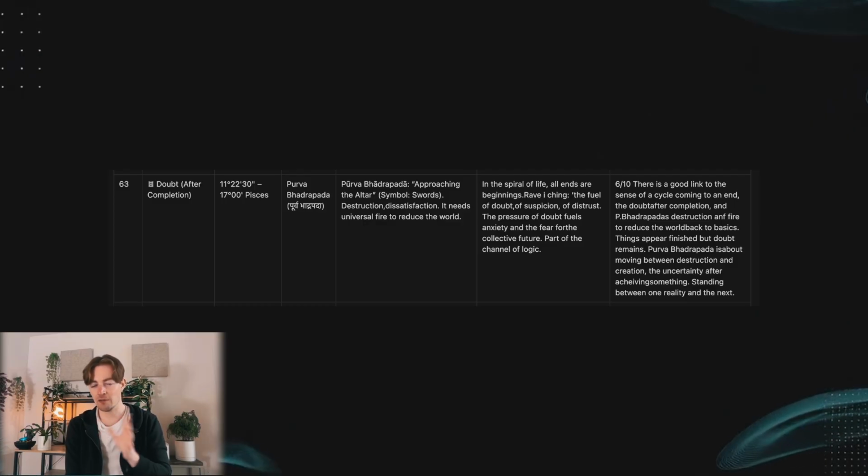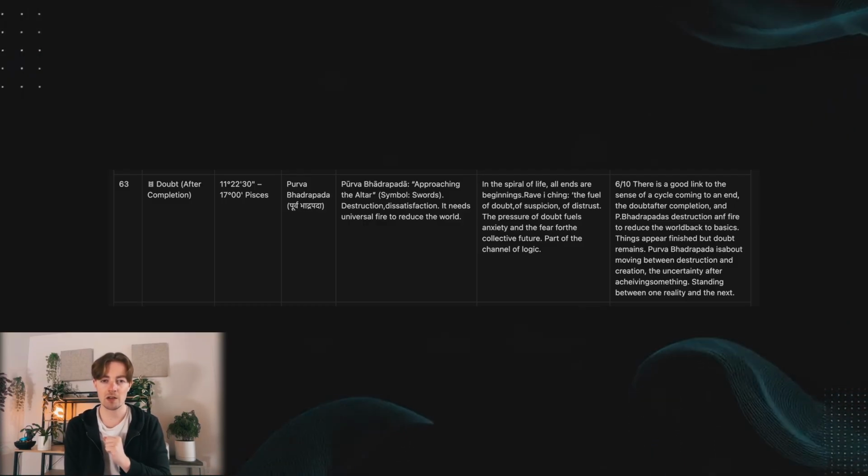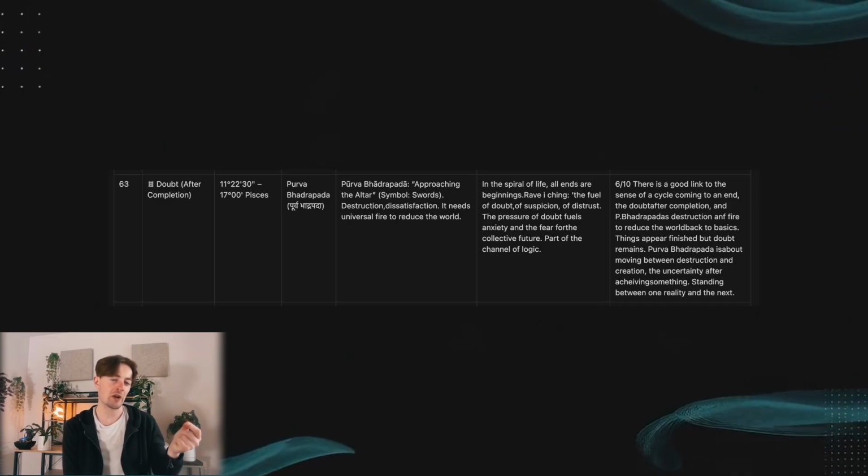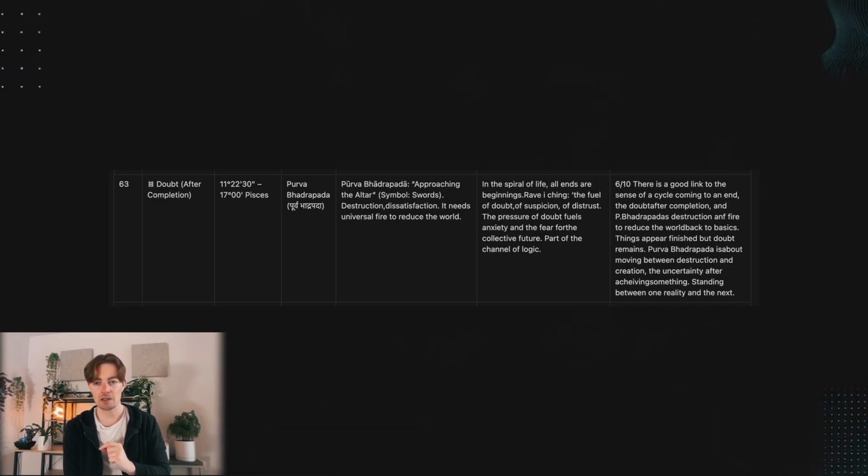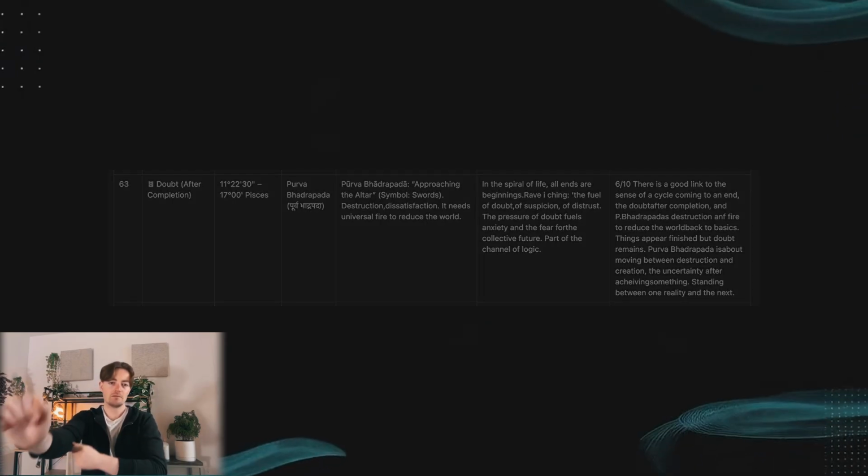So there's this kind of dark undertone to the Purva Bhadrapada Nakshatra, which really complements the gate of doubt, especially considering it's the second to last gate in the human design system. So I've given that a good 6 out of 10. I should probably give it a 7 out of 10. This sense of the creeping end at the end of the cycle.